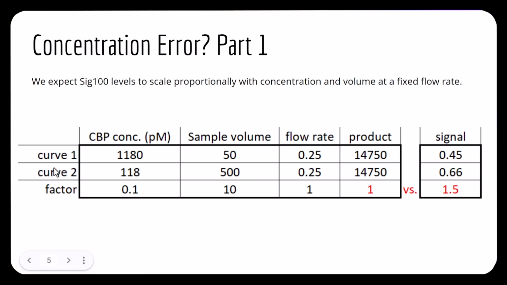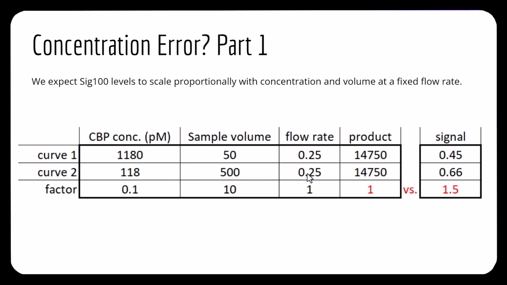When I look here between curve 1 and curve 2, curve 1 was at 1180 picomolar, curve 2 was at 118. So curve 2, other things being equal, I expect to have 1/10 as much signal. Okay, but then I also expect the Sig 100 to scale with the sample volume. And the sample volume went up from 50 to 500, so that's a factor of 10. So that cancels this out.